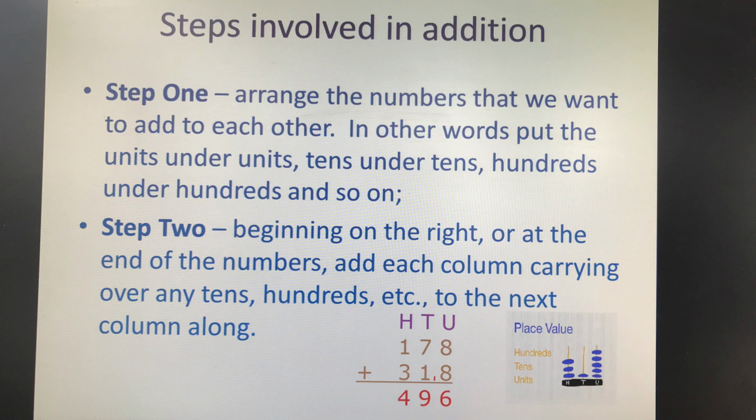Then adding them, we start from the right hand side as I mentioned, adding the units column, so 8 plus 8 is 16, put down your 6 and carry your 1 up into the tens column, because that 1 essentially stands for 10 of the 16. Okay, so that 1 goes into the tens column. So you go 1 plus 1 is 2, plus your 7 is 9, write your 9 down, go on to your hundreds column, 3 plus 1 is 4, so 496.